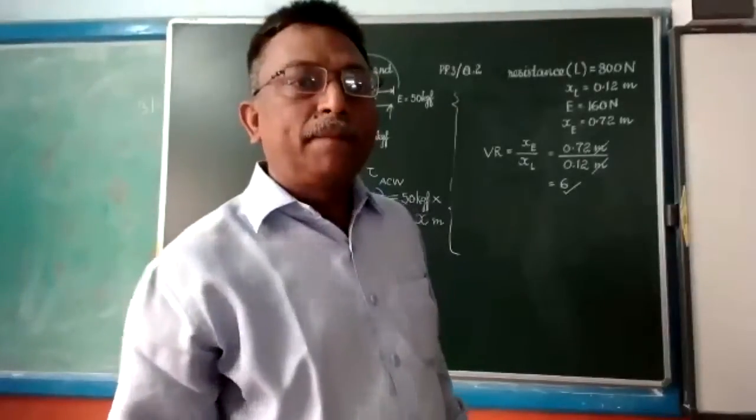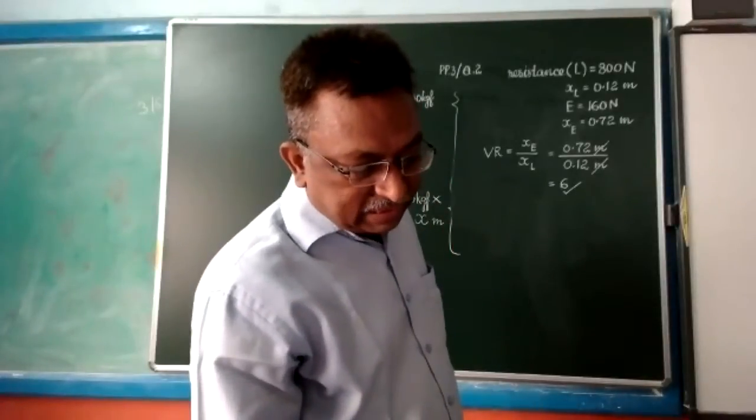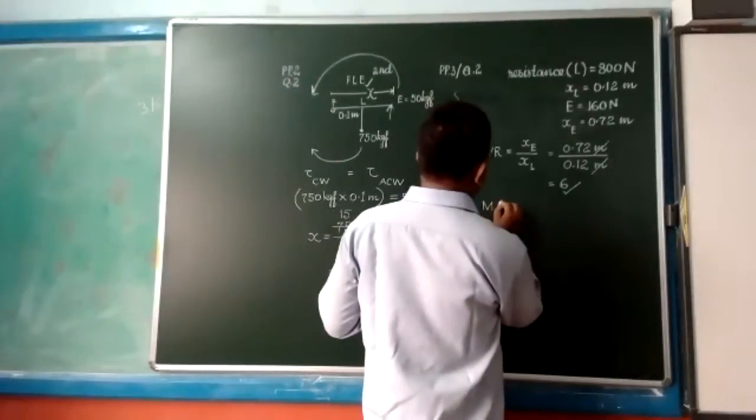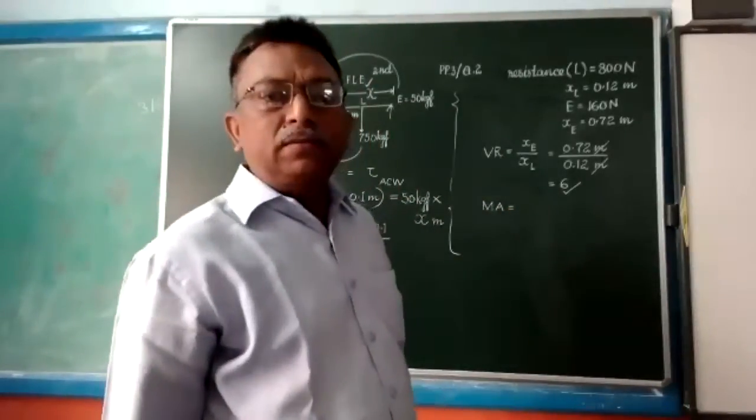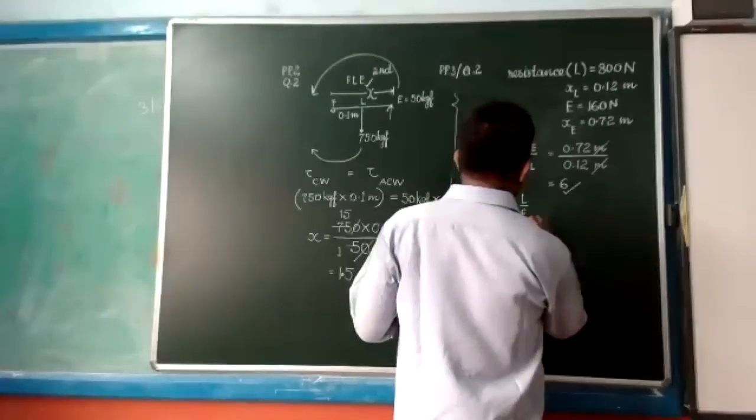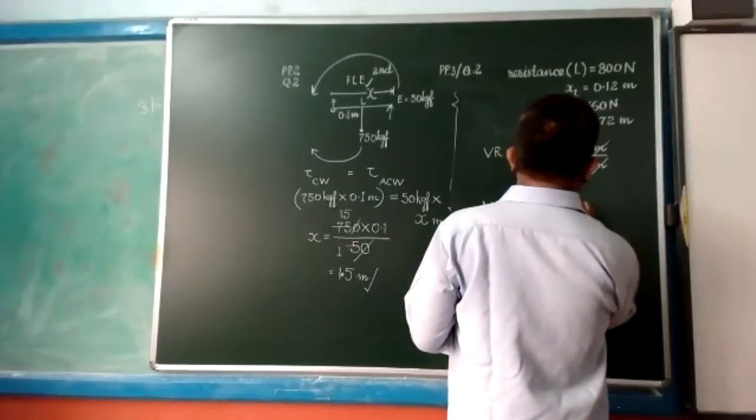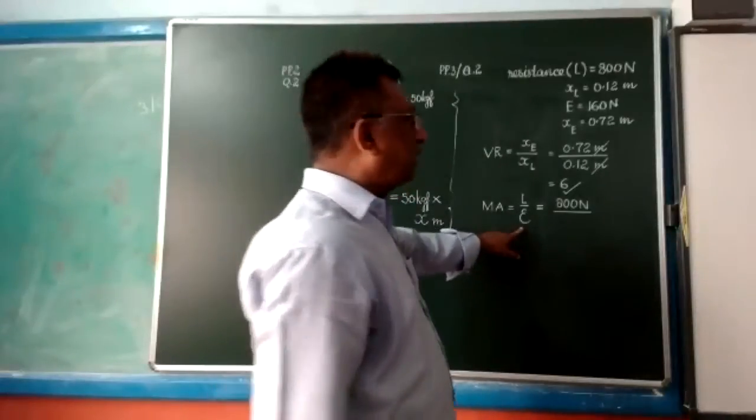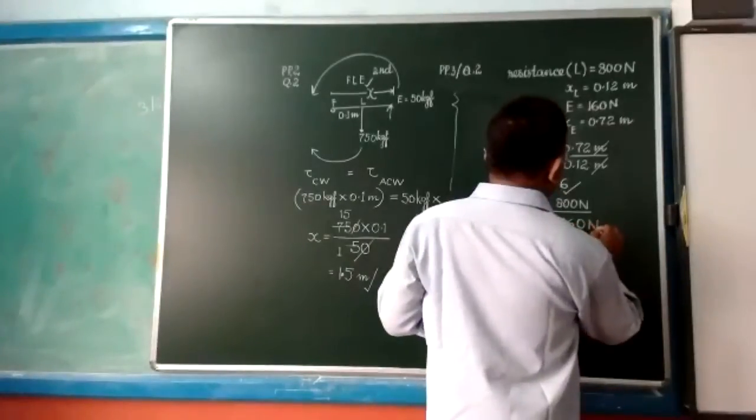Sacham Srivastava, very simple part. Next is mechanical advantage. MA is equal to load upon effort. So simple. Load upon effort is the mechanical advantage. What is capital L? It is given. So it is 800 Newton divided by the value of effort, 160 Newton. Units are cancelled.